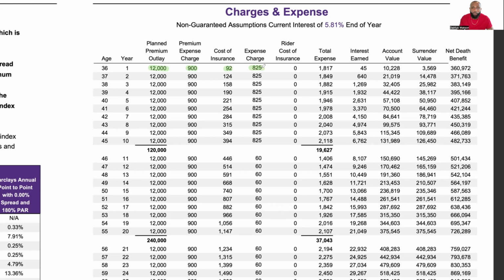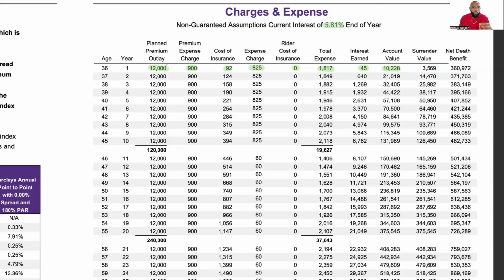And then you have the expense charge report, $825, and you don't have any additional riders like child riders, accidental riders, spouse riders, things like that. So all of these, 992 and 825, equal up to a total expense charge of $1,817. All right. And you're going to see this reflect, so you put in $12,000 of annualized payments. You have an expense of $1,817, and you earned $45 for that first year. All right. And that's going to bring your account value to here. And that's where you see all of this reflect.